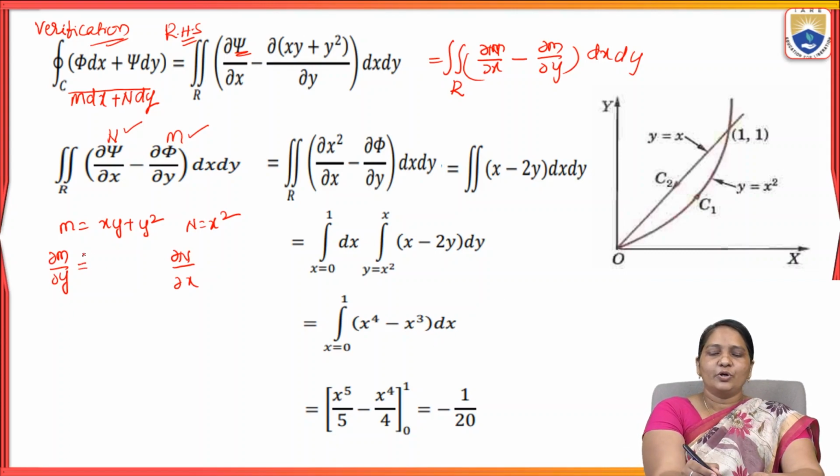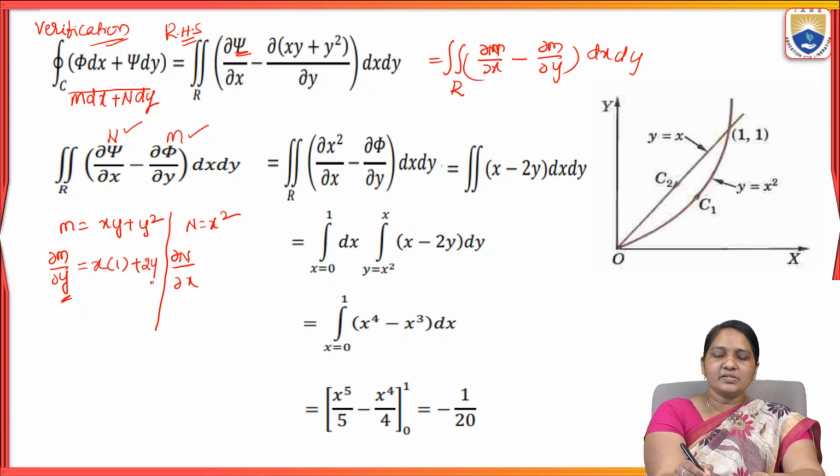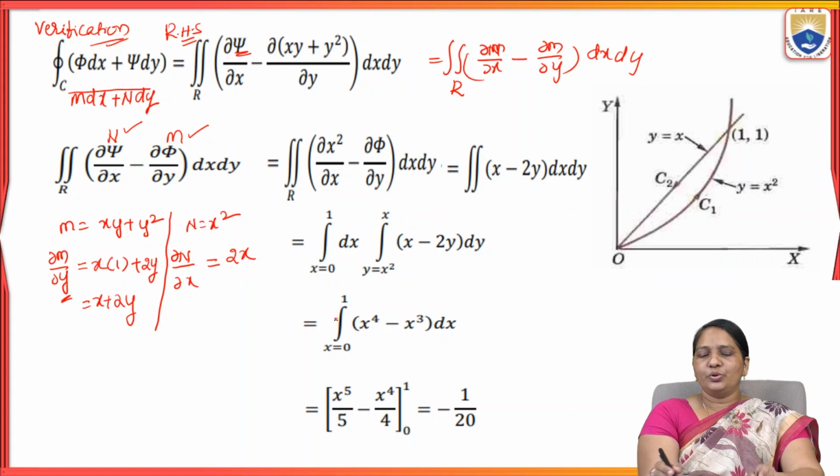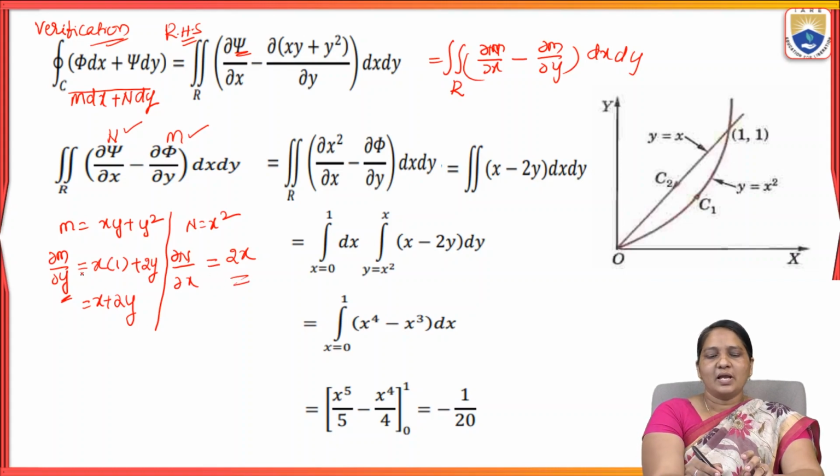Dou M by dou y means we are doing partial differentiation with respect to y. Here, x is the constant. So the derivative of xy is x, plus the derivative of y square is 2y. So dou M by dou y is x plus 2y. Now dou N by dou x, with respect to x: the derivative of x square is 2x.